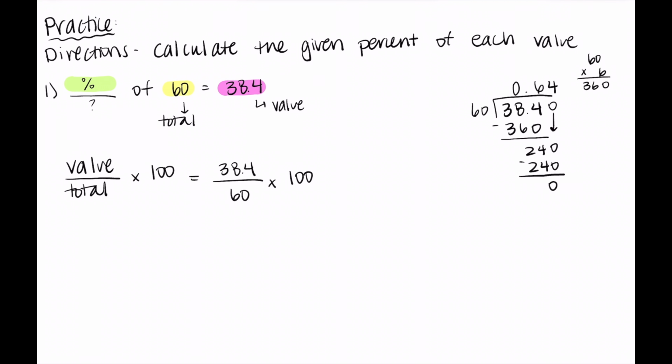Now our last step is to do 0.64 times 100. When you multiply a decimal times 100, it's like moving the decimal point to the right 2 places. When we do that here, we end up getting 64%. And we know that we've done everything correctly because we needed a percentage as our answer, right?